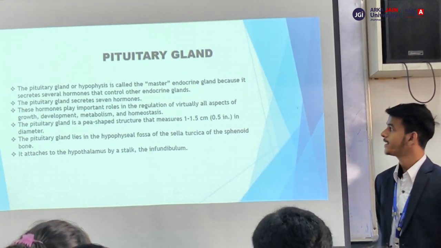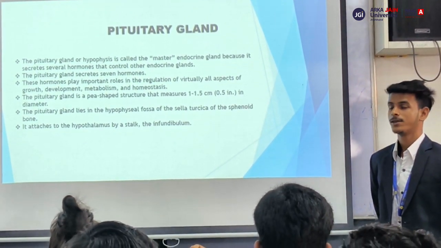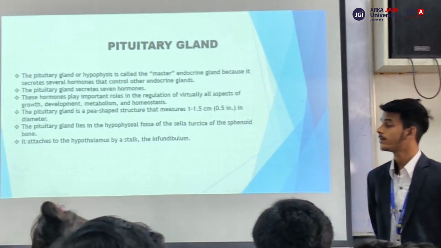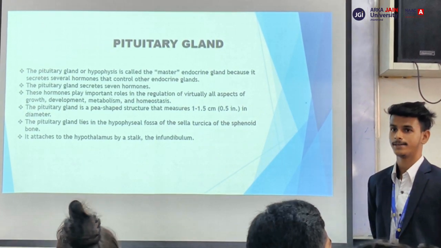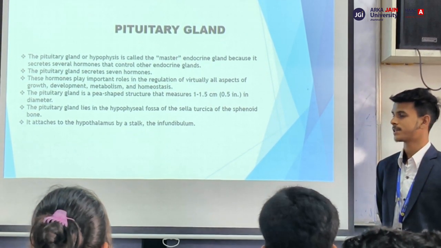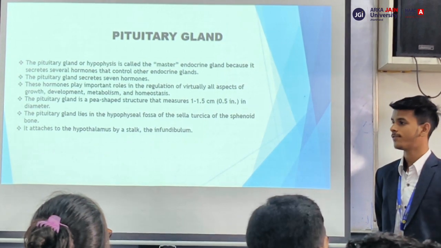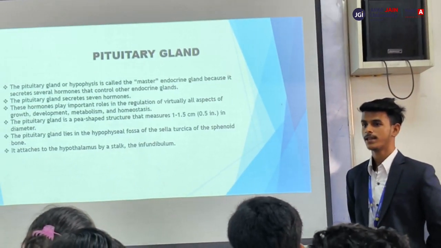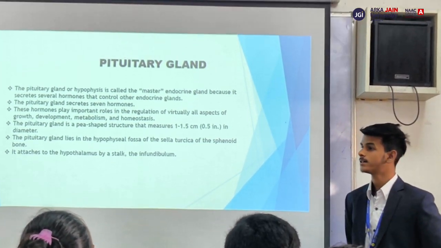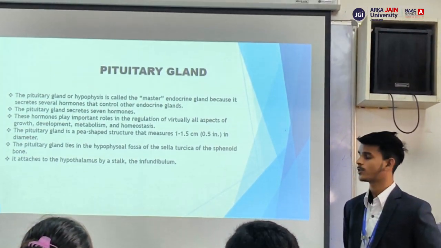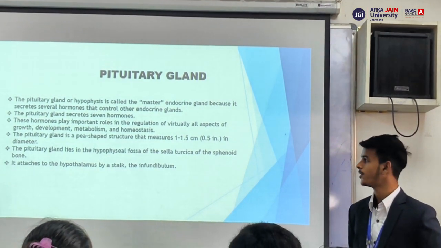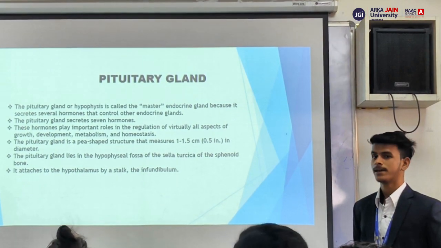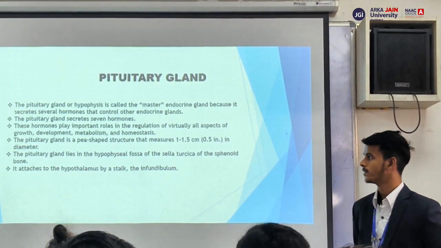Pituitary gland. The pituitary gland is called the master gland because it secretes several hormones that control other endocrine glands. It is a T-shaped structure about 1 to 1.5 centimeter in diameter. It lies in the hypophyseal fossa in the sella turcica of the sphenoid bone. It attaches to the hypothalamus by a stalk called the infundibulum.